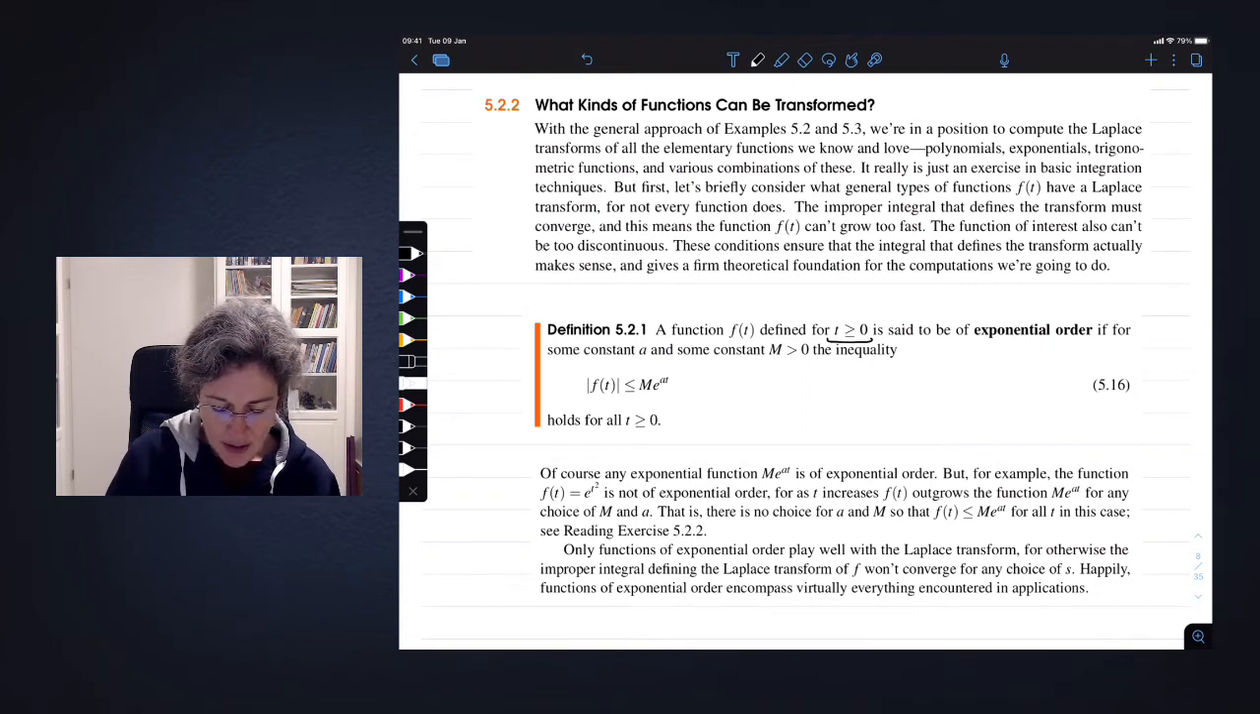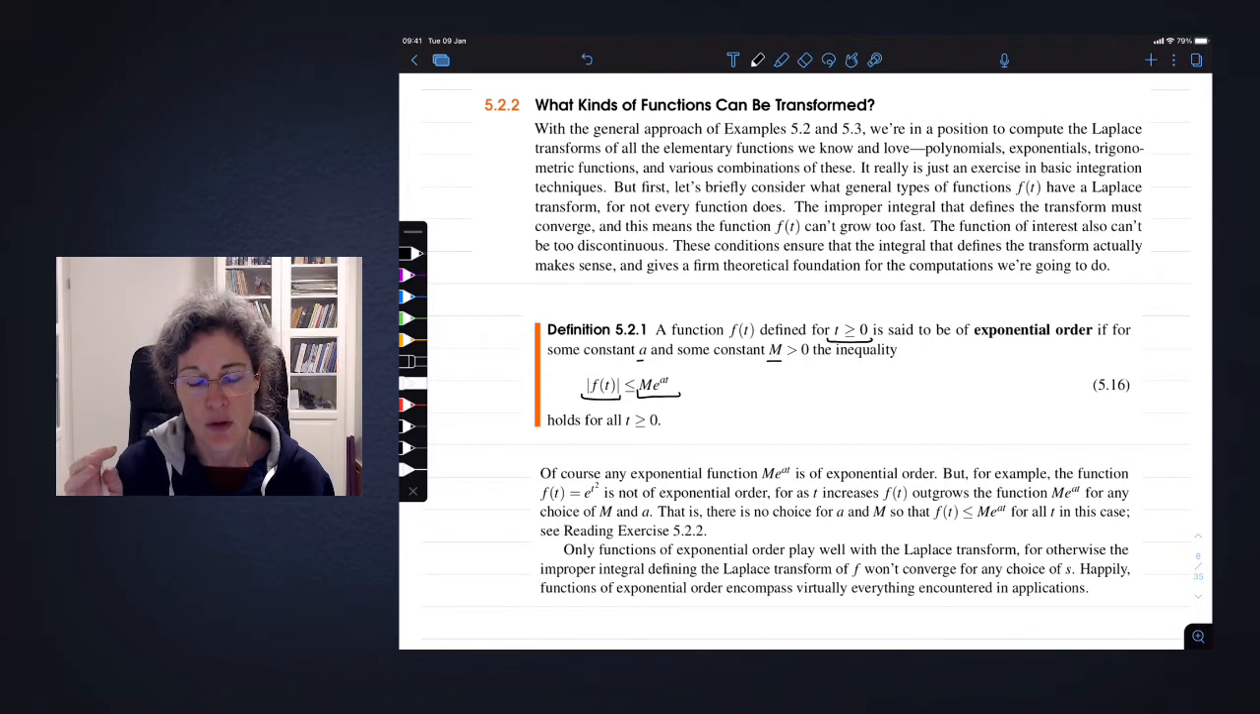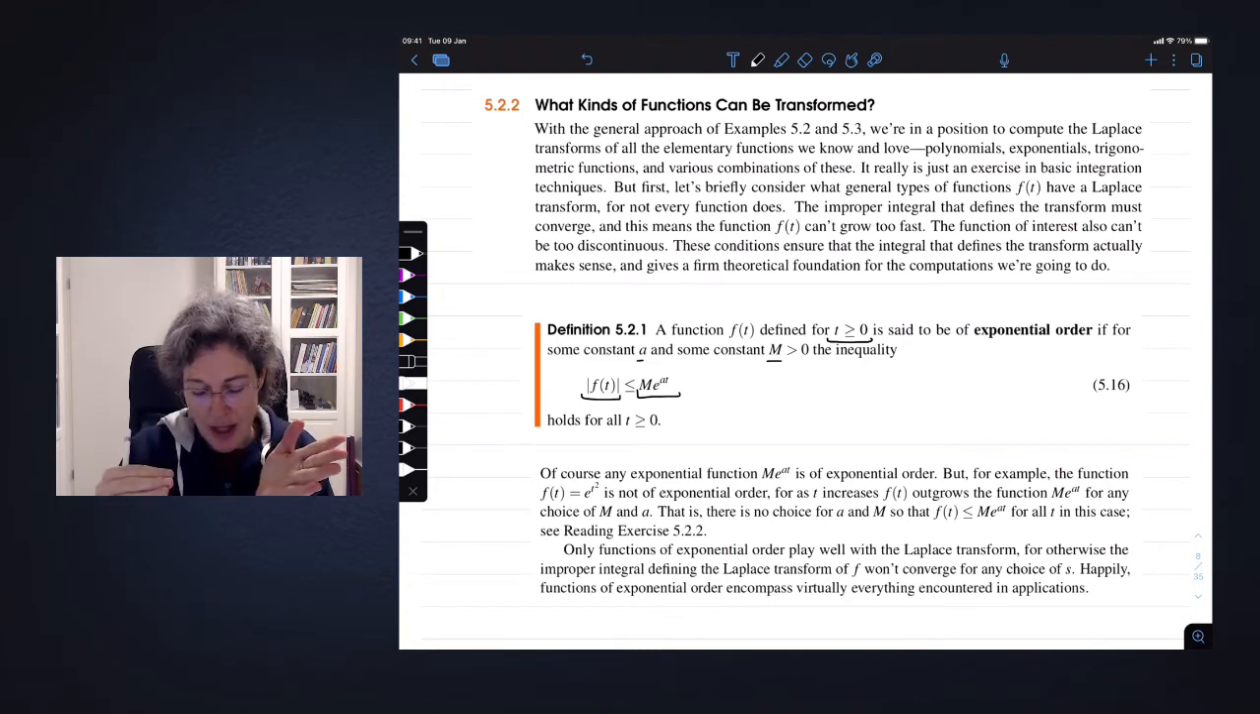So a function f of t defined for t greater than 0 is of exponential order if we can find constants a and M so that if we look at the absolute value of the function, it's always going to be less than M times e to the at. So basically we can think of this as saying, can we find an exponential that bounds our function in some way?